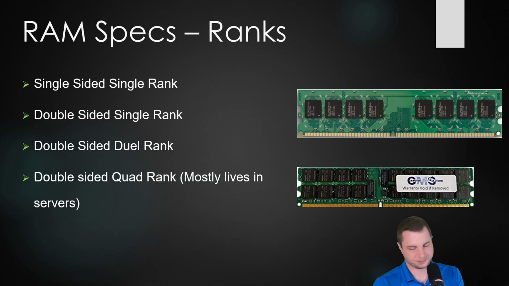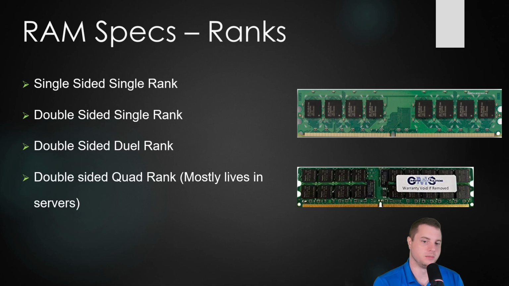Okay, ranks. So this is something that most people don't consider when they buy their RAM. You have your single-sided, double-sided. The only difference here is, if I hold up a RAM stick, how many sides have actual memory modules on it, single-sided or double-sided. That's not too much of a big deal. What is more of a big deal is dual rank and quad rank RAM sticks. And what this does is the more ranks that you have, the better latency you're going to have.